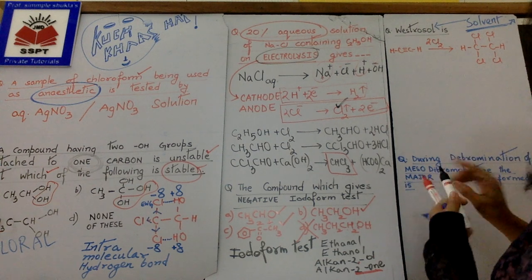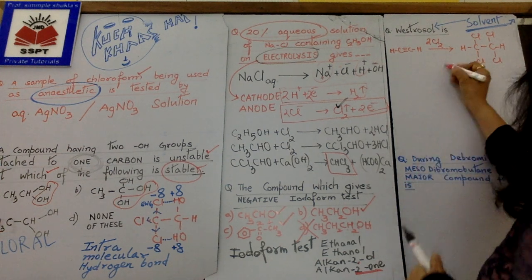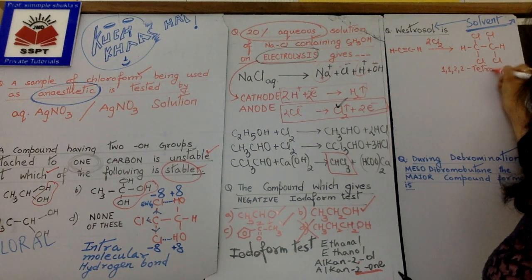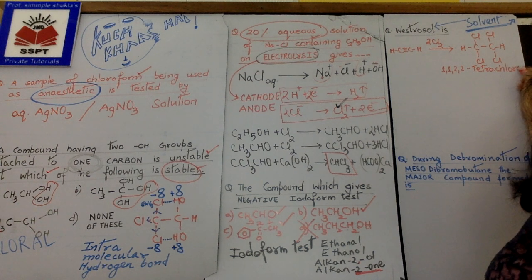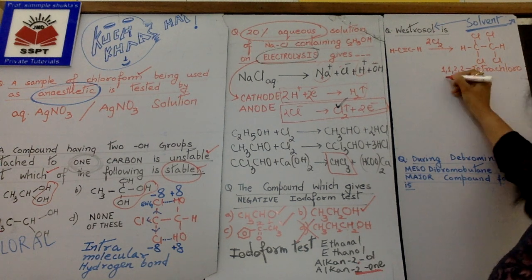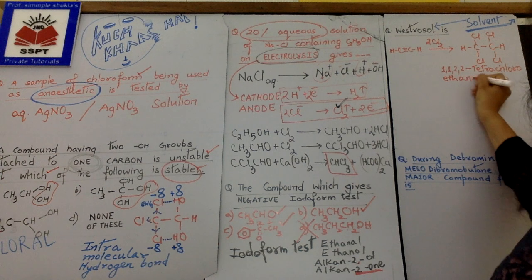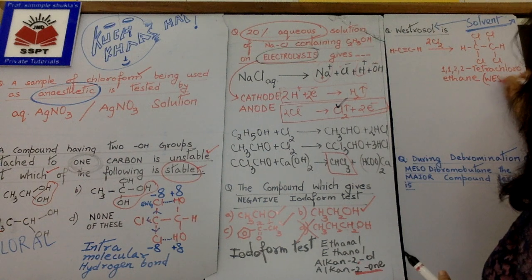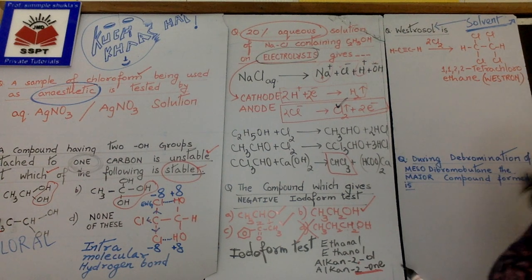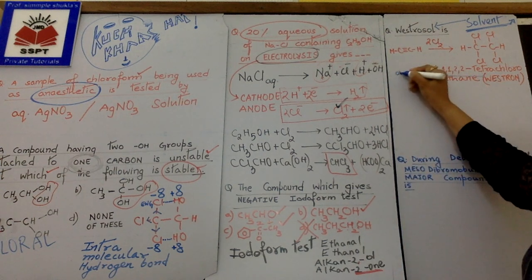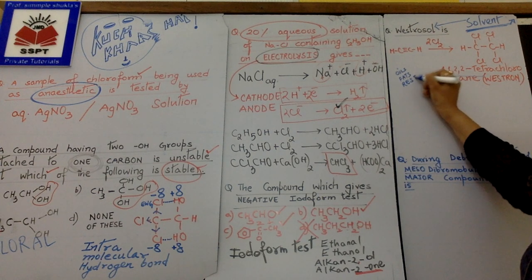So I get 1,1,2,2-tetrachloroethane, like this. This is also called Westron. Very nice solvent for oils, fats, resins, etc.